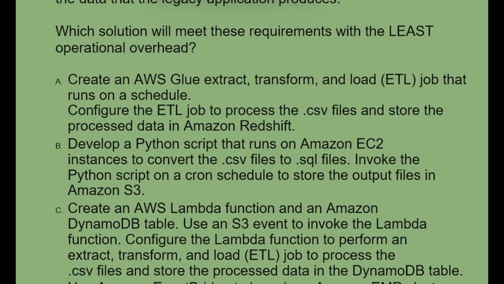Create an AWS Lambda function and an Amazon DynamoDB table. Use an S3 event to invoke the Lambda function. Configure the Lambda function to perform an extract, transform, and load (ETL) job to process the .csv files and store the processed data in the DynamoDB table.